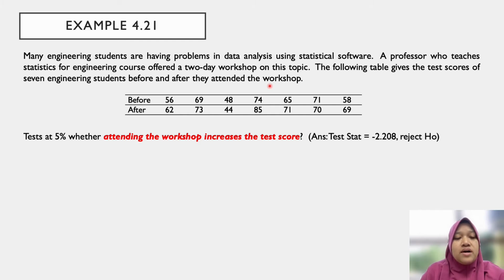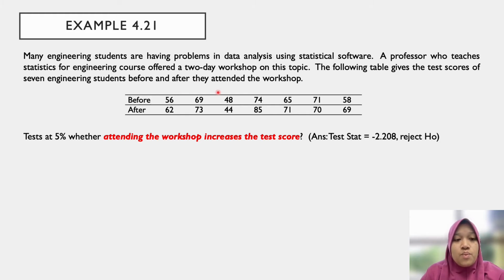So this example is referring to the dependent sample because the test score is measured on the same 7 engineering students, first before they attend the workshop, and then the second round is after they attended the workshop.